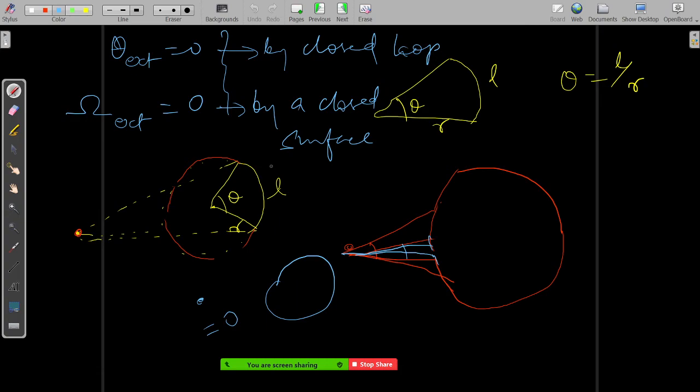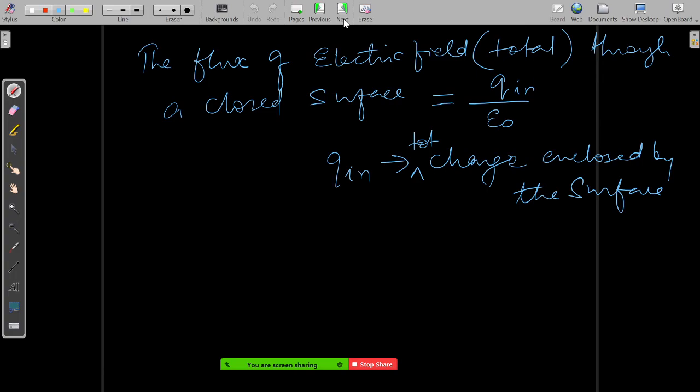So basically, this is your Gauss law. This is what we wanted to study in this chapter. What Gauss law says is that the total electric flux, through whatever electric field is existing, that is the net electric field, through the closed surface, is whatever charge is enclosed inside it, divided by epsilon naught.